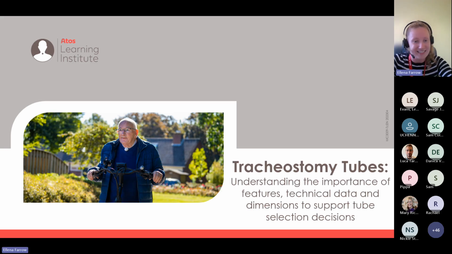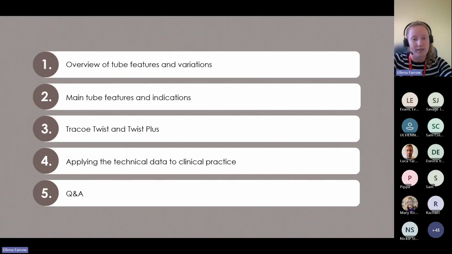Now, that's all the formalities. So we will just get started on tracheostomy tube choice. We're going to look at understanding the importance of features, technical data and dimensions to support your tube selection decisions. And this is what we're going to hopefully cover in about the next 20 minutes or so.